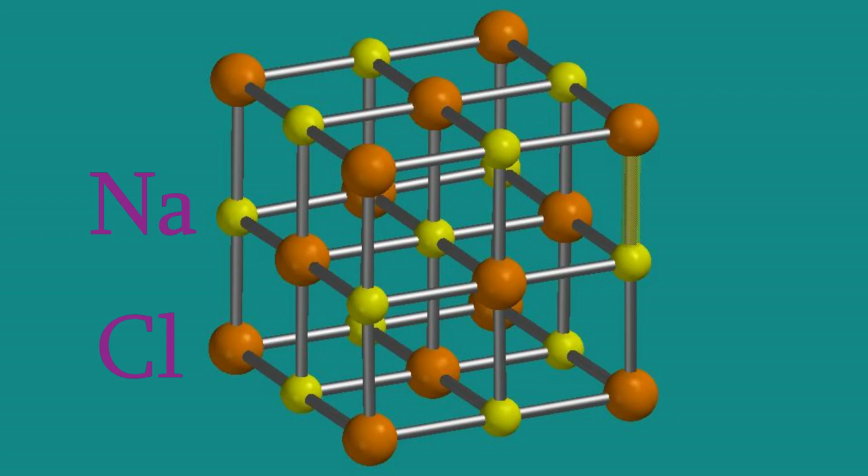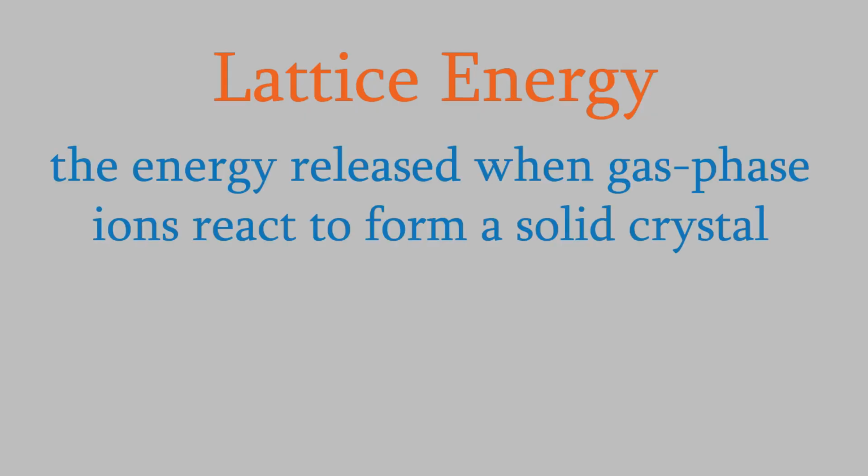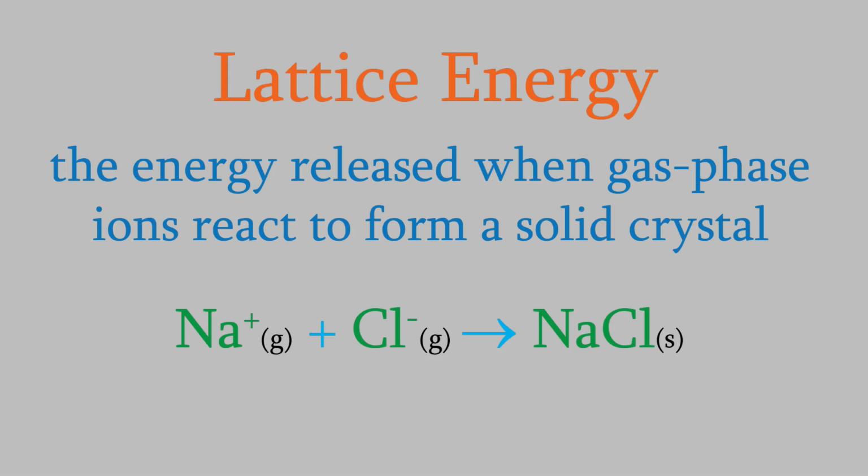Instead, what we're interested in is called the lattice energy. The lattice energy is the energy that's released when we form a solid crystal from its gas phase ions. For example, if we form a crystal of halite, which has the formula NaCl, the lattice energy is the reaction where we start with the gas phase ions, in this case Na+ and Cl-, and combine them to form solid NaCl. It turns out that the lattice energy, which is symbolized by delta U, is 786 kilojoules per mole for this reaction.